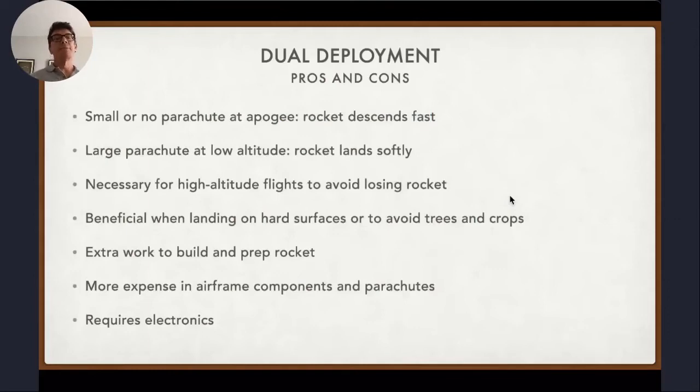Again, this really came about because of high altitude flights, so the rocket didn't drift away forever, because often the winds at high altitudes are very different from the winds on the ground. And again, for hard surfaces, it's important. Now, obviously, it's a lot more work to build and prep the rocket, so that's the downside. And again, you have to get into electronics, and there's more expense in airframe components, and you need an extra parachute generally.